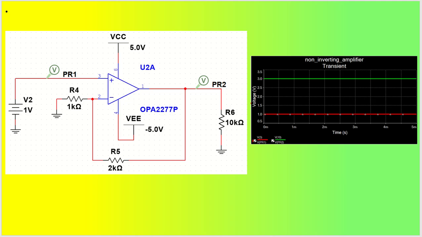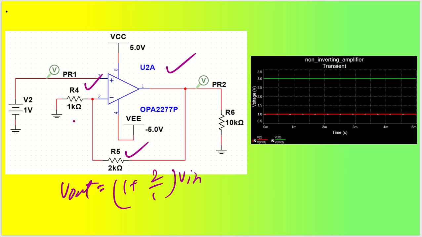So let me give you a circuit. Let us say we have designed this particular circuit in NI Multisim, and we have opamp OPA 2277. We have the input voltage as 1 volt. So what will be the output? Here gain is set to how much? R2 by R1, or let us say this is R5 by R4, right? So this is going to be 2 by 1, that is 2. So V output will be 1 plus 2 by 1 into V in. That gain is actually 3 times V in, that is 3 into 1, that is 3 volt.